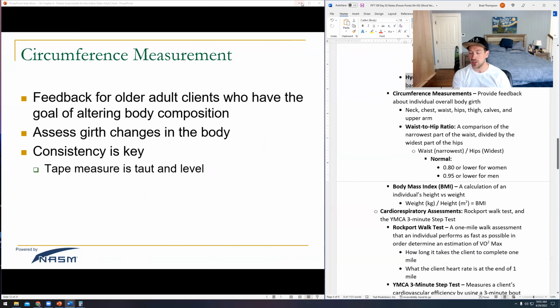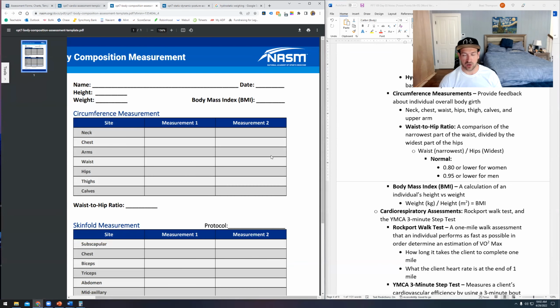As their body changes, we're going to measure, do those numbers go up? Do those numbers go down? You know, the idea here is that you are measuring body girth, right? Typically, NASM is going to recommend the neck, chest, waist, hips, thighs, calves, and upper arm. Those are the most popular areas that we are going to see.